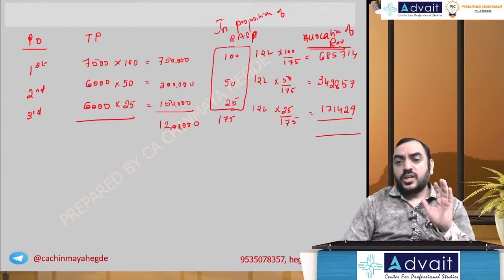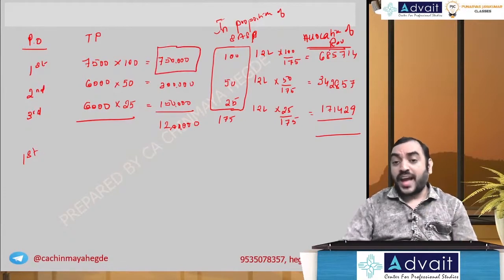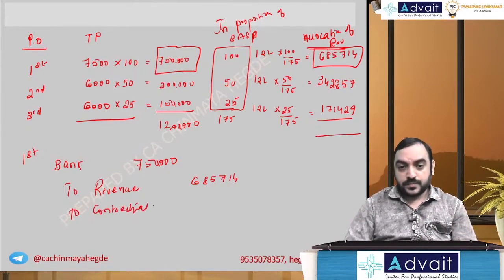Okay. Now if you look at the first year, what is the actual revenue received? 7,500 into 100, 7 lakh 50,000. But how much are you actually recognizing as revenue? 6 lakh 85,714. So if you pass the entry, it will be bank account 7 lakh 50,000 to revenue from contract with customers 6 lakh 85,714, and the balance is an advance. That's what we call contractual liability.